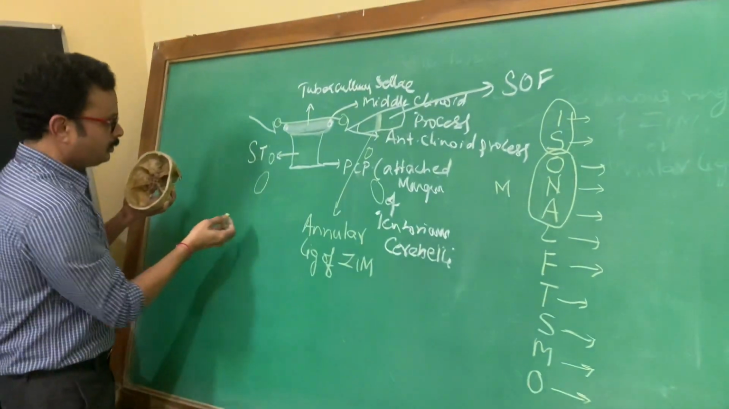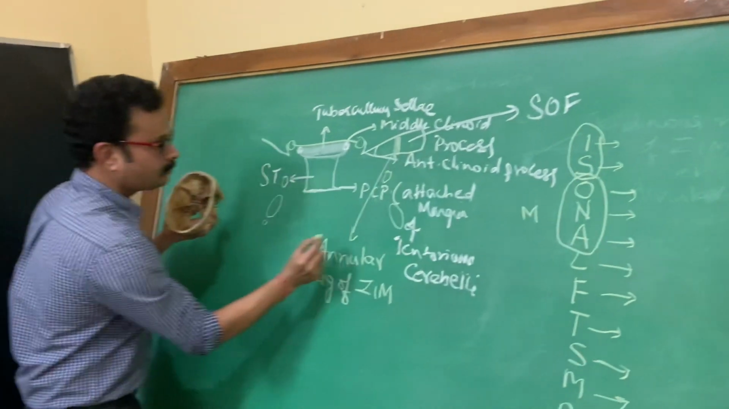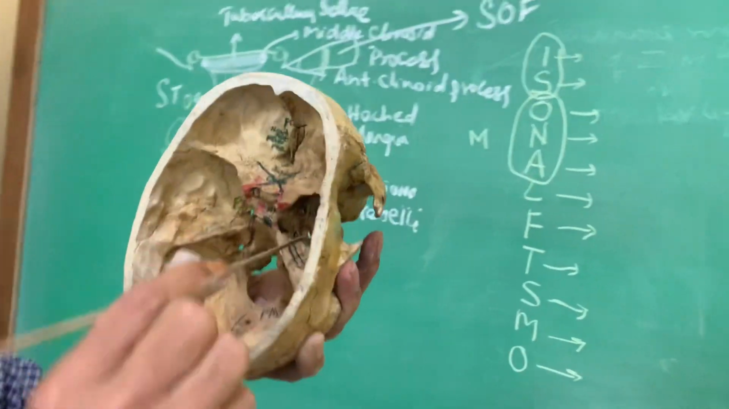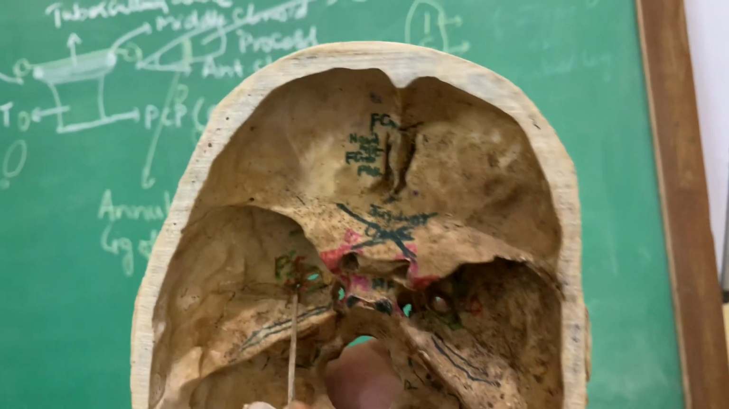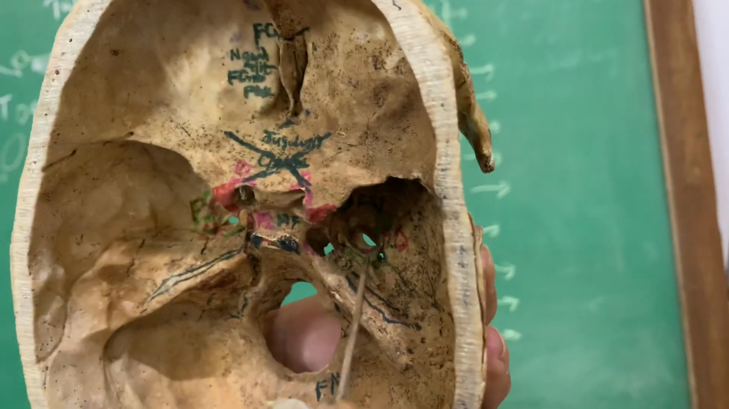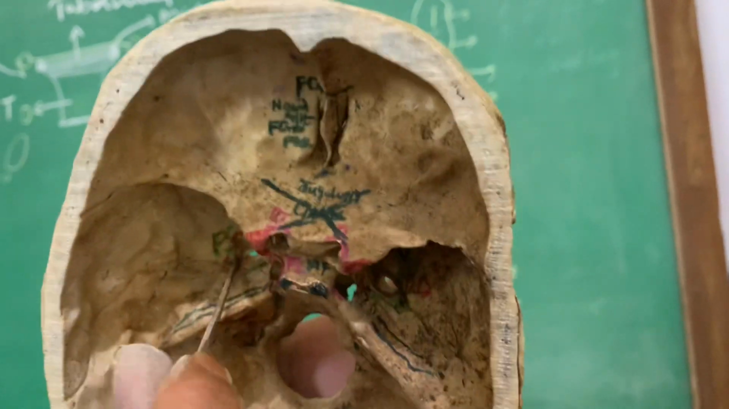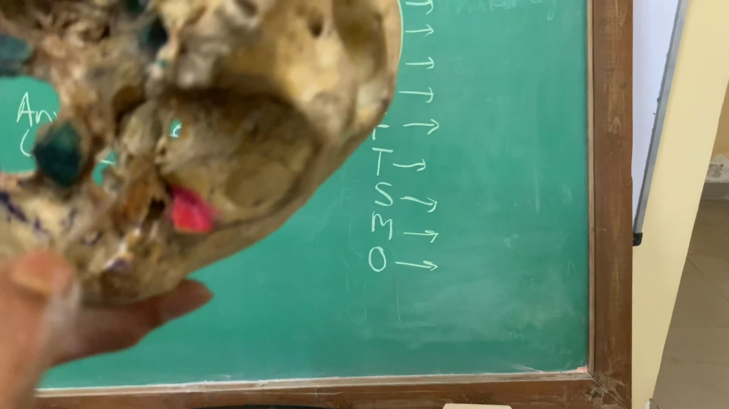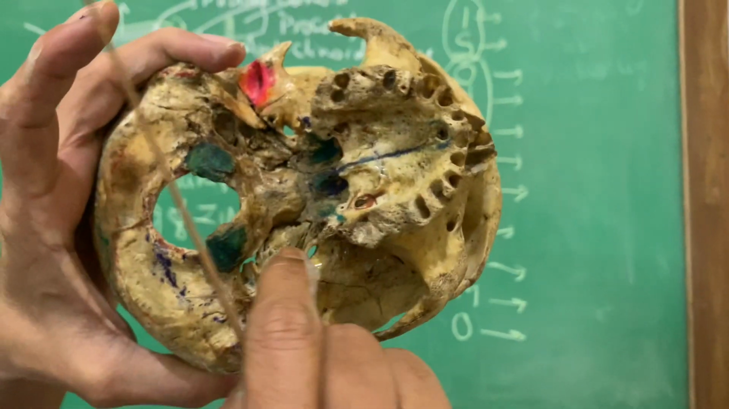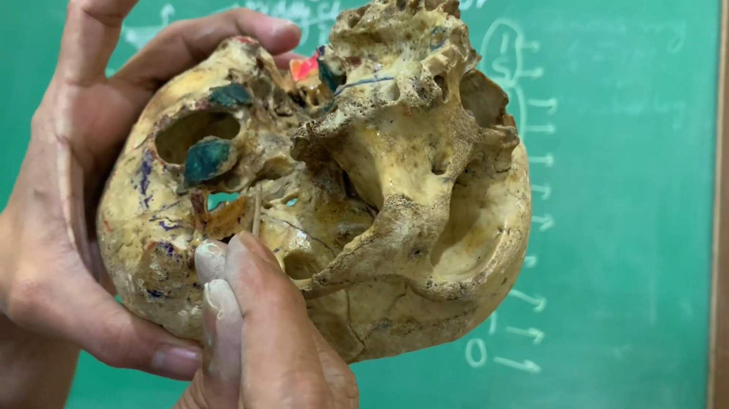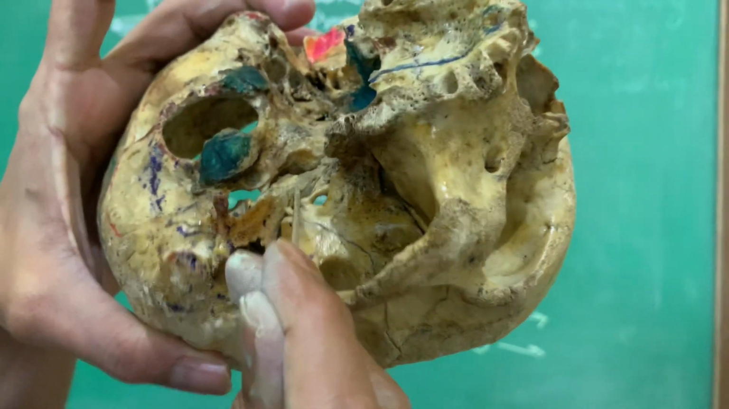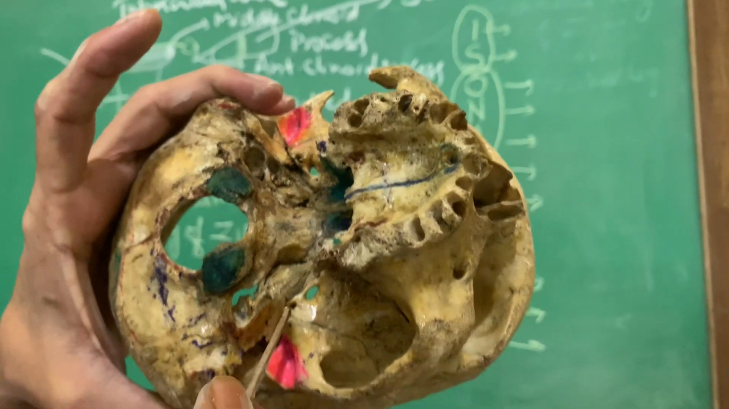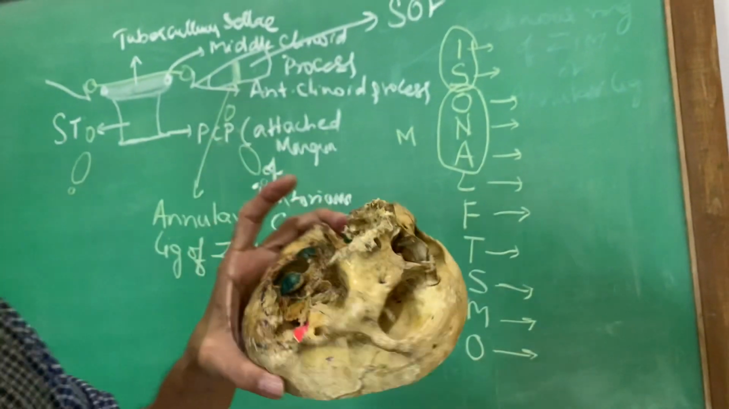Posterior to it, another small foramen is seen on either sides, and that is foramen spinosum. So posterior to this foramen ovale, you can see a foramen here. That is called as foramen spinosum. If you see from below this spinosum, that means from the basal aspect, this foramen spinosum is related to this projection of bone here, which is slightly broken here. That is spine of the sphenoid. Since this foramen is related to the spine of the sphenoid, hence the foramen name is foramen spinosum.